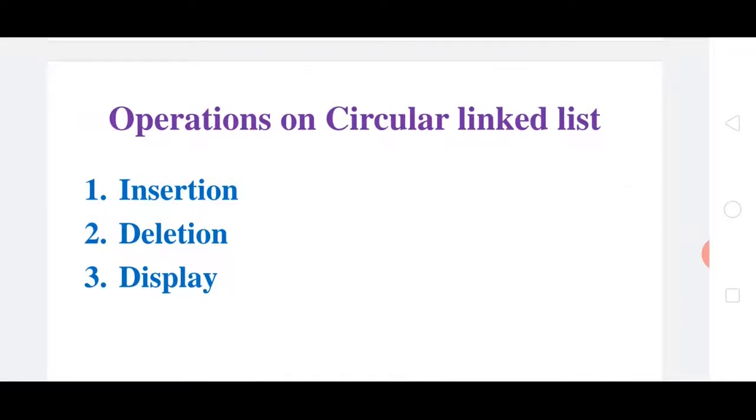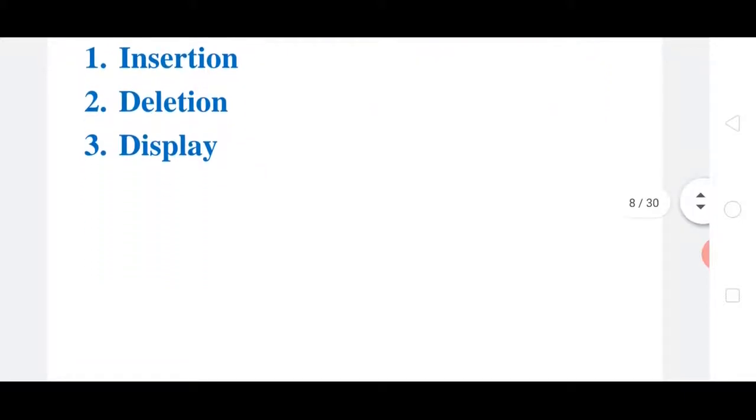Now we will discuss here the operations of circular linked list. The first operation is the insertion operation. The second operation is the deletion operation, and the last operation is the display operation.